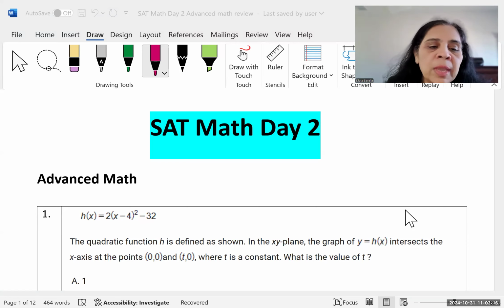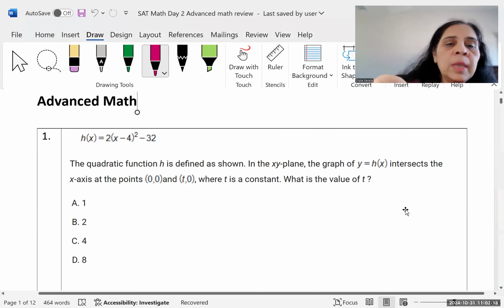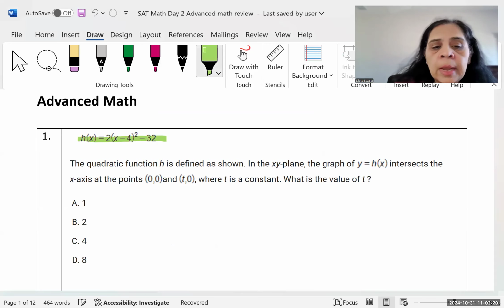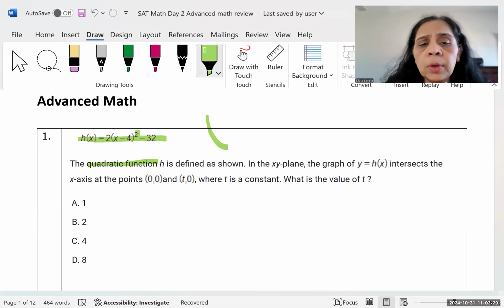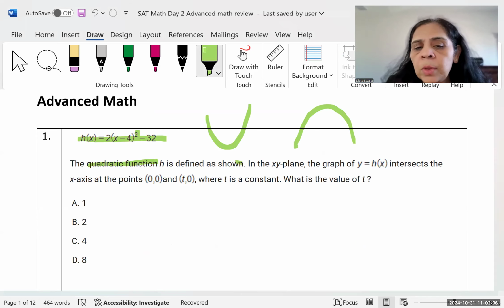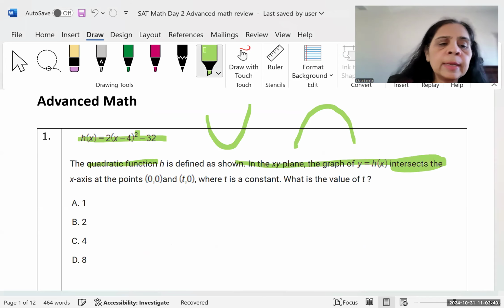All right, so here we have question number 1. We are given a function here. It is quadratic because we have power 2. So the first thing you can think about: a quadratic function's graph is a parabola, right? Like this or like this. In the XY plane, we don't need to read all these things. The keyword is intersect, x-axis.